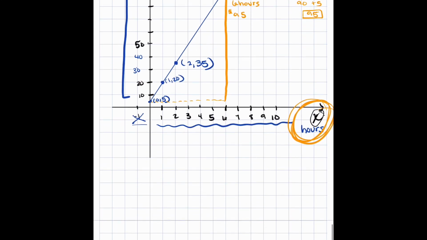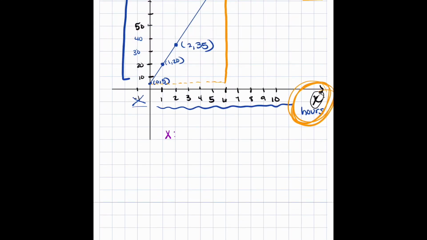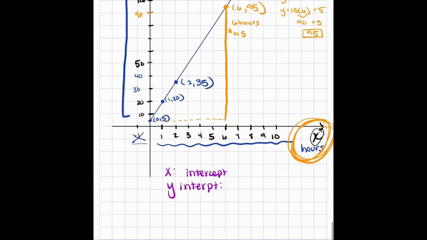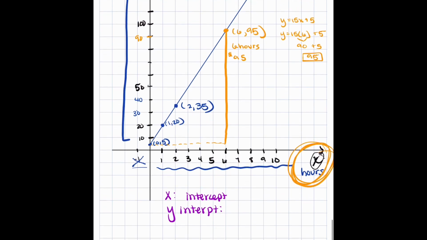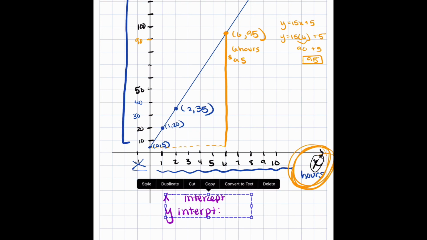Last portion, sorry, I almost forgot. We have to label our x and y intercepts, your x-intercept and your y-intercept. So your x-intercept is where your graph crosses the x-axis. For this particular situation, our graph does not cross the x-axis. Actually, we're going to hold off on this part.